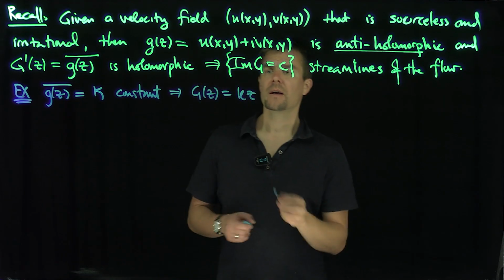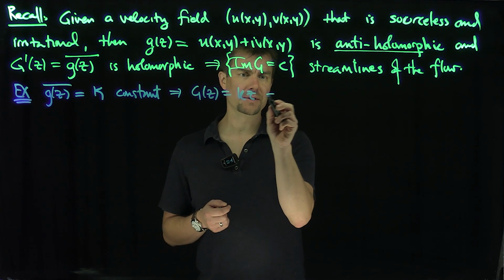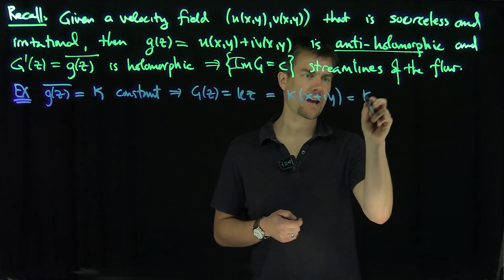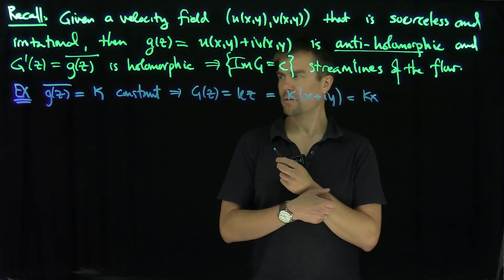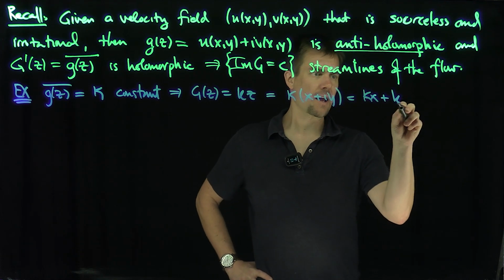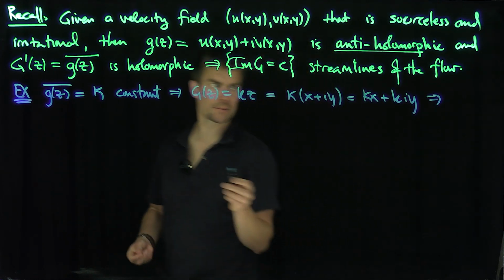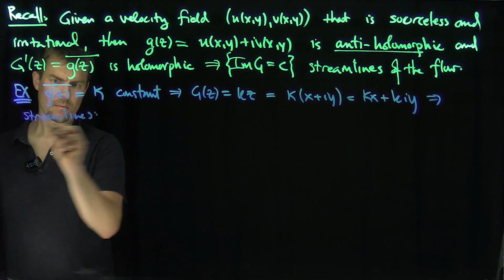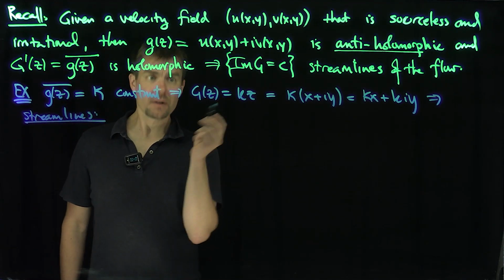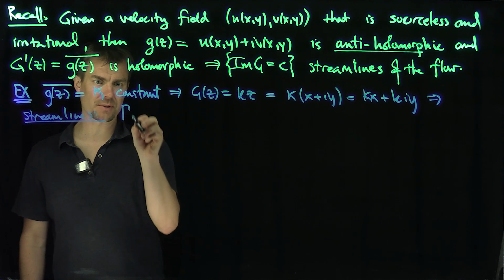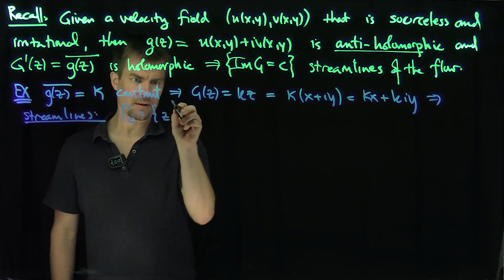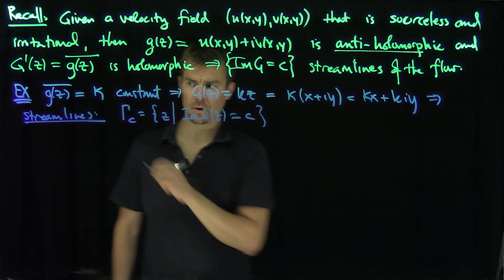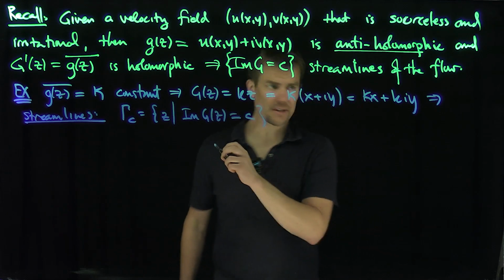That's good enough, right? Now, what's the imaginary part of this thing over here? Well, this is equal to k times x plus iy. And so this is kx. Let's assume that k is just a real constant over here, right? If k is real, plus kiy. And so that says your streamlines are what? Streamlines are just going to be the imaginary part of g is constant. So your streamlines are going to be gamma sub c. And those are the point sets of z such that the imaginary part of g of z is a constant c. Okay? Good?